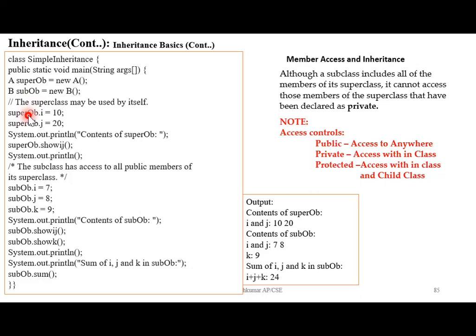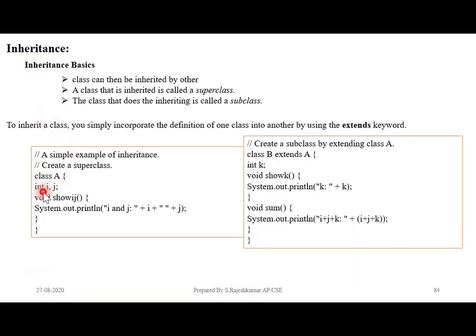Okay, so superOb.i equals 10. What are the instance variables here? i and j. So in order to call these i and j from the main class, what we can do is call these variables by using the object.